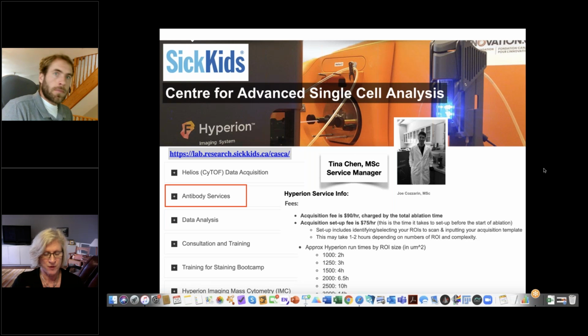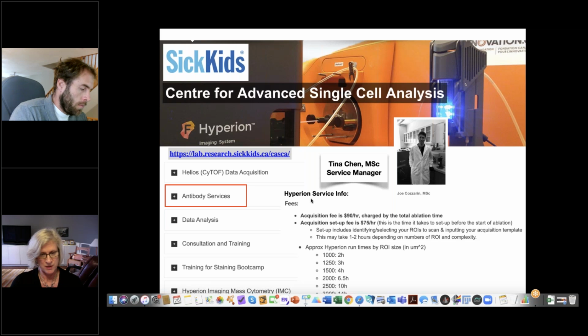So I just want to very briefly come back to the service that we offer for those of you who might be interested. At the moment, we're offering what we call a slide scanning service, for people who can stain their own slides with metal tagged antibodies. It's an hourly fee for the ablation time, and a setup fee because it can take some time to set up the instrument for the ROIs to be scanned.